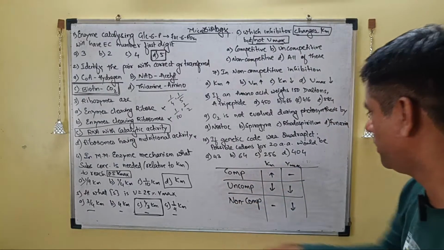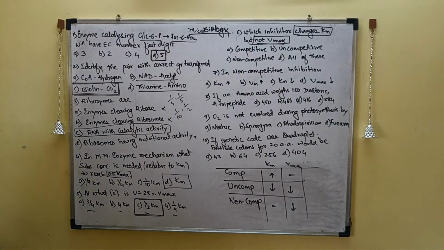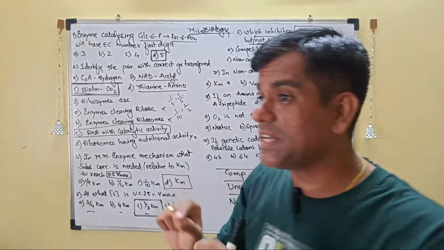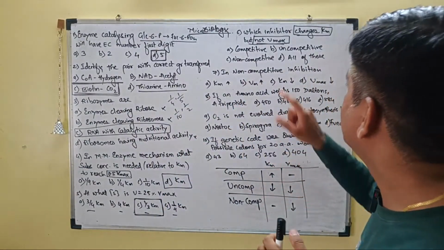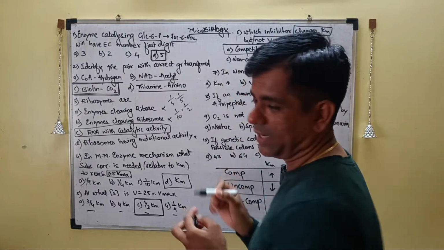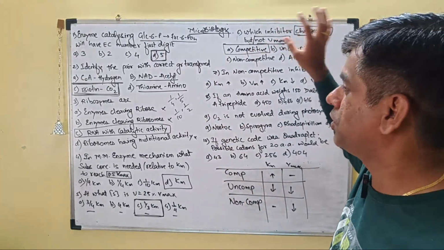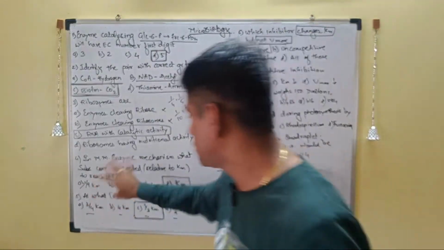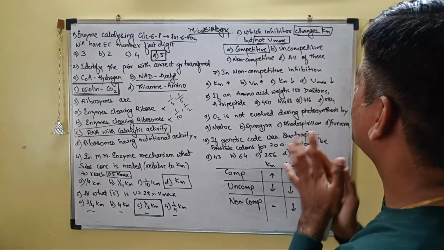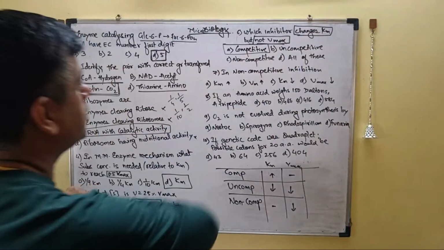Remember this table, right? Wonderful. It is your competitive inhibitor. Competitive inhibitor changes your Km but not your Vmax. You can scroll the channel and you will also find a detailed description of these inhibitors, and of this Km and Vmax also. So here it is, the competitive inhibitor, which changes Km but not the Vmax.